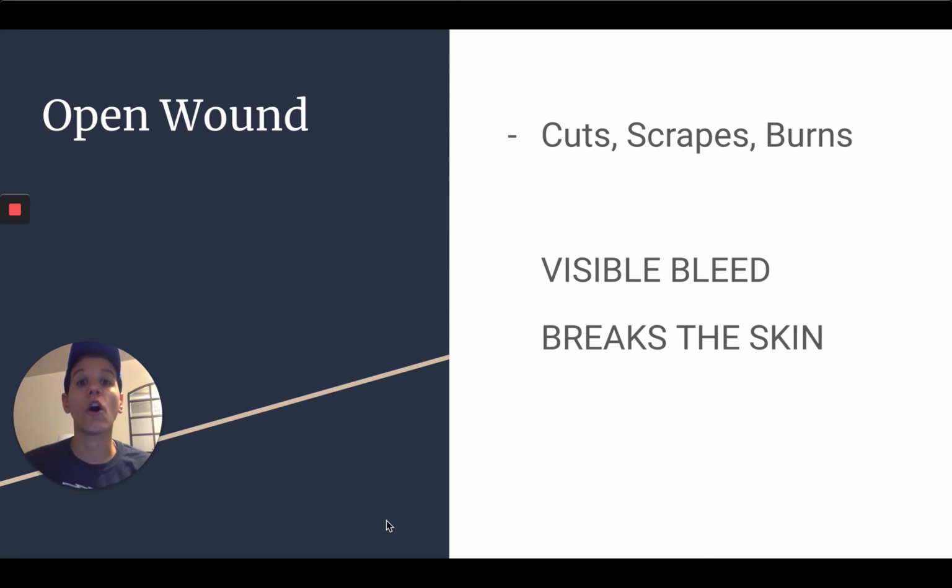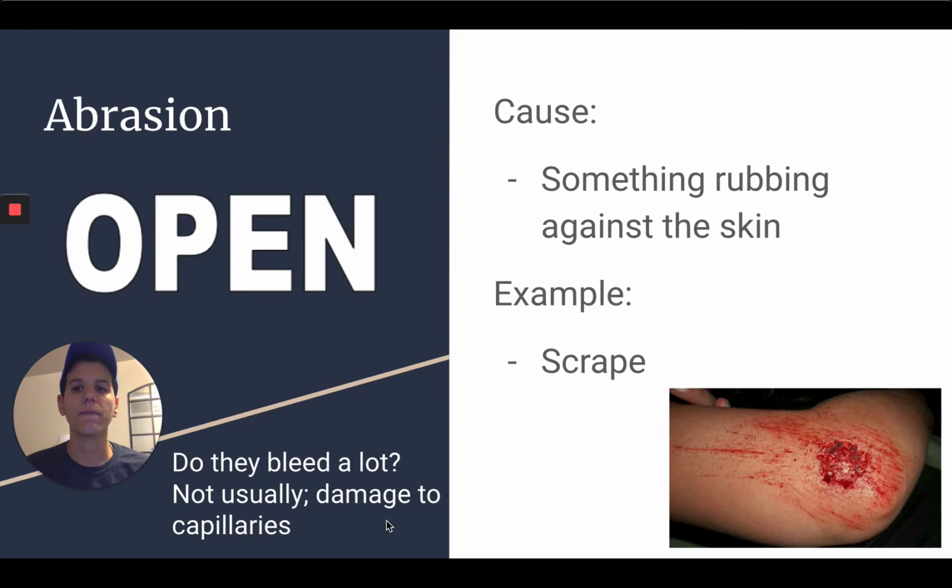So now on to open wounds. There are different types of open wounds: cuts, scrapes, burns. Open wounds are usually visibly bleeding and it does break the skin.